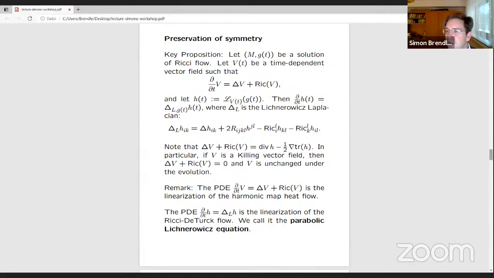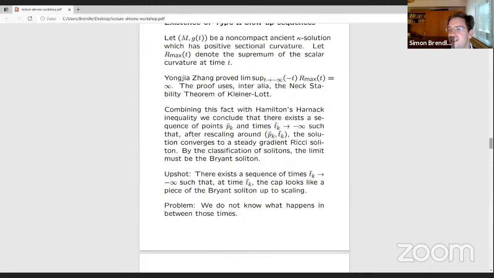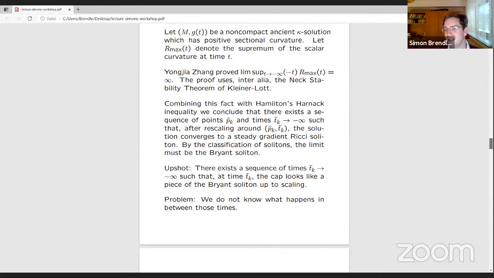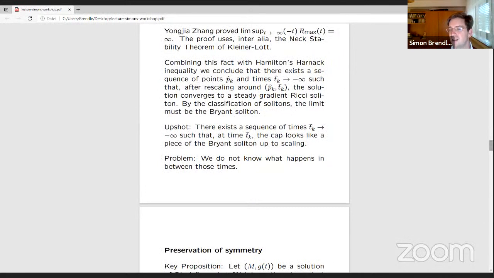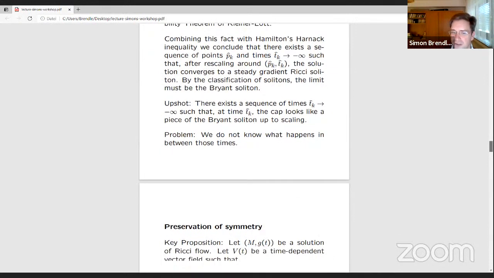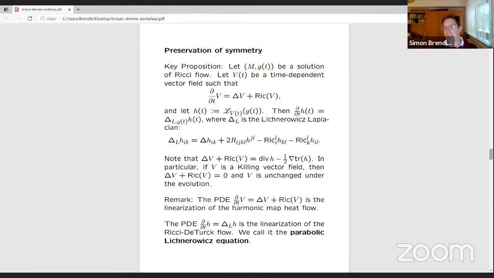Basically, if you go back to the previous slide, at these times t hat k, the solution is approximately symmetric because the cap is approximately symmetric, because it looks like the Bryant soliton, and away from the cap there is a tube, which is also approximately symmetric. So basically you have this approximate SO(3) action, but you only have it at this particular point in time. And so then what you need is some kind of argument that tells you that approximate symmetry is preserved. Okay, let me explain the basic idea behind that.